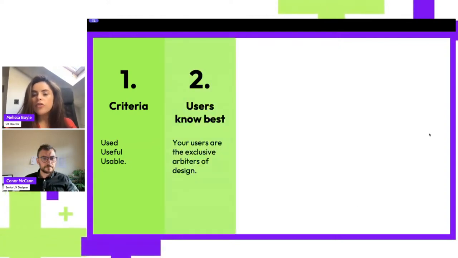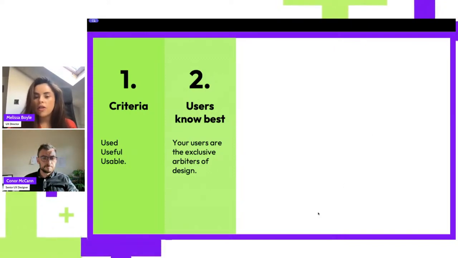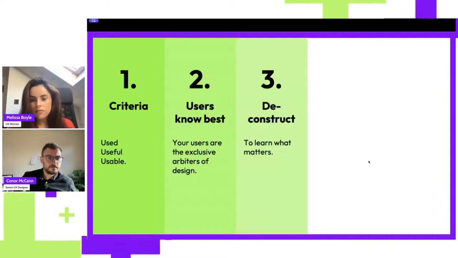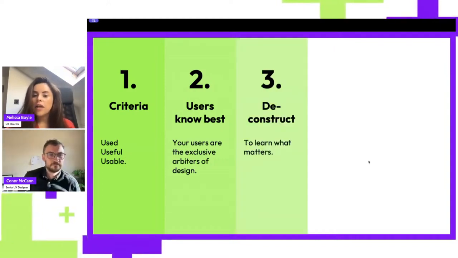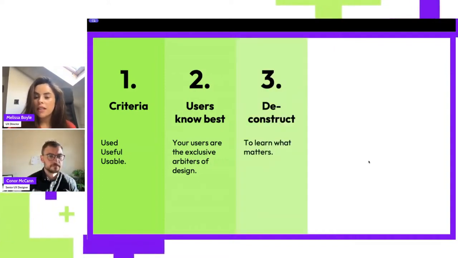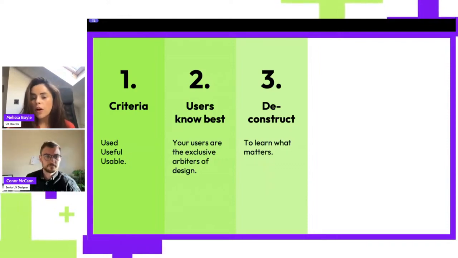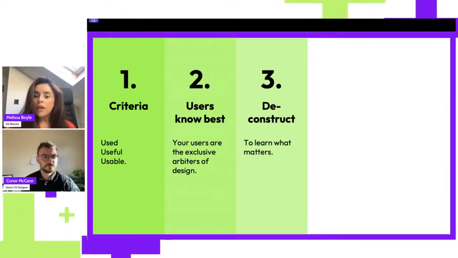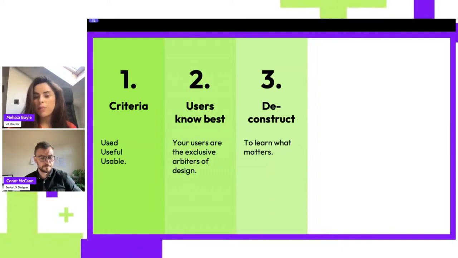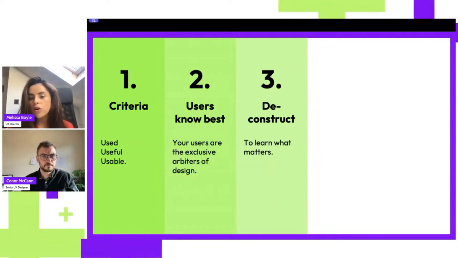Number two, your users know best. It doesn't really matter what you think about your design because you are not the one that has to use it. The people who will make or break the commercial success of your design are your users. Number three, as we illustrated when we were talking about the Eisenberg brothers, there is great power in deconstruction, because what that allows you to do is to get specific about the job that different pages and different elements of your flow or journey need to do.